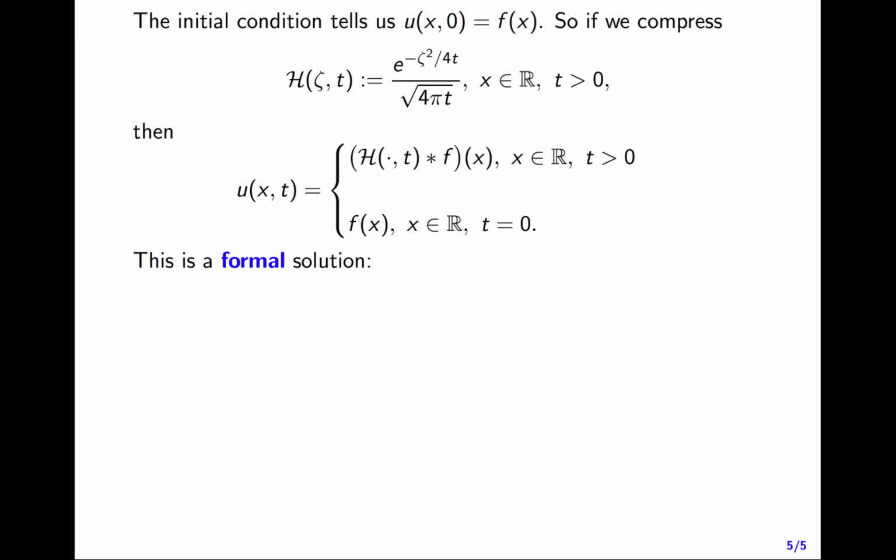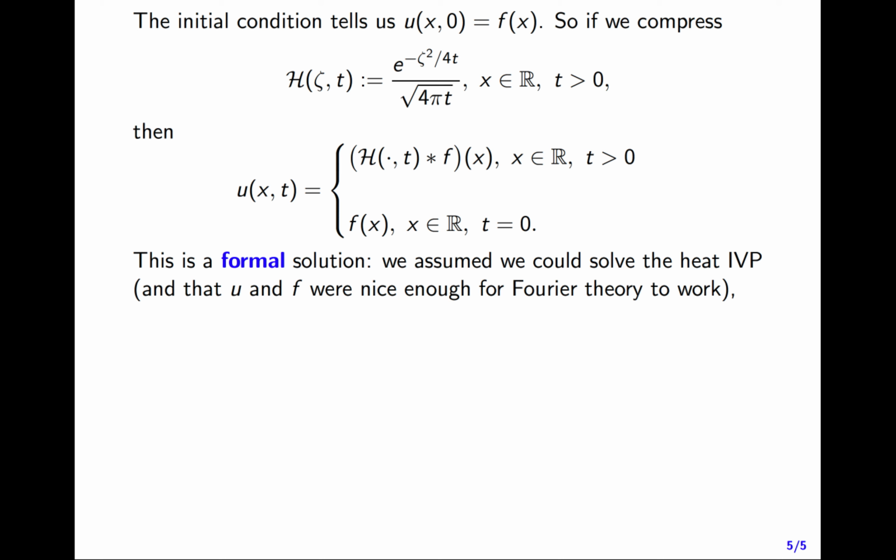By h of dot,t convolved with f, this is my notation of replacing the variable in which I'm convolving by a dot. So this is convolving in the zeta slot of h, as on the previous slide. And this is a formal solution. What do I mean by this? We assumed that we could solve the heat initial value problem, and that u and f were nice enough for all the Fourier theory to work. And we got this convolution solution.